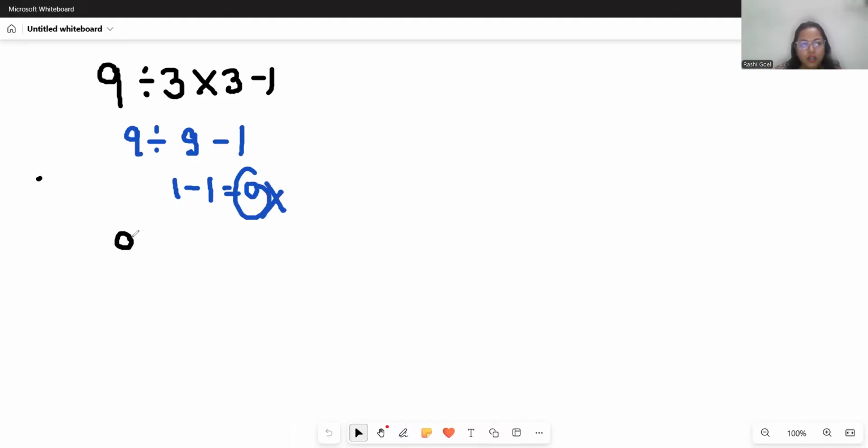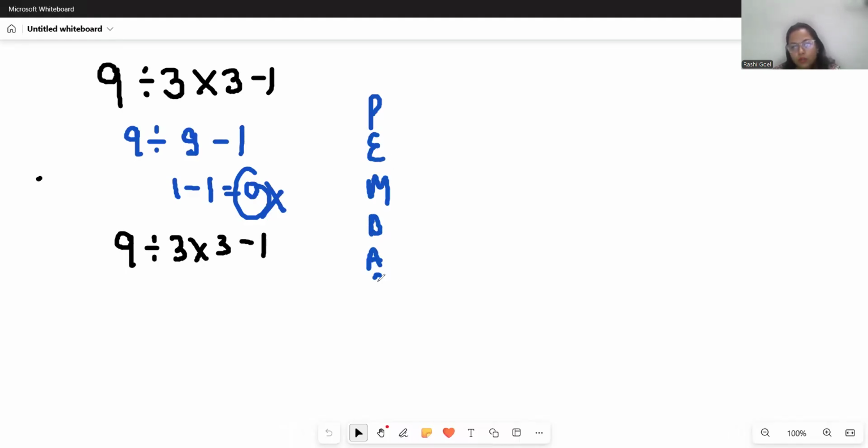When an expression like this has multiple operations, like division, multiplication, then subtraction, you have to always follow the PEMDAS rule. As per this rule, first you have to solve the parenthesis, then exponent, then multiplication and division, both have the same priority, similarly addition and subtraction. But you have to always solve from left to right.